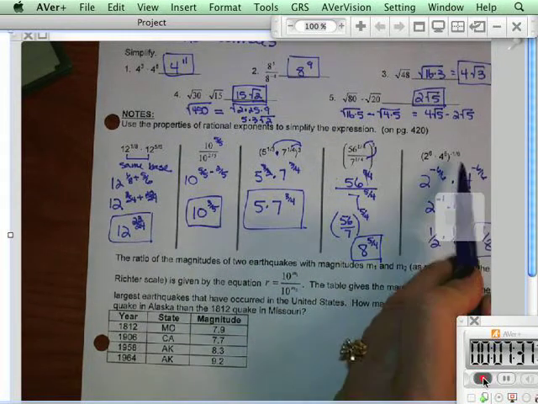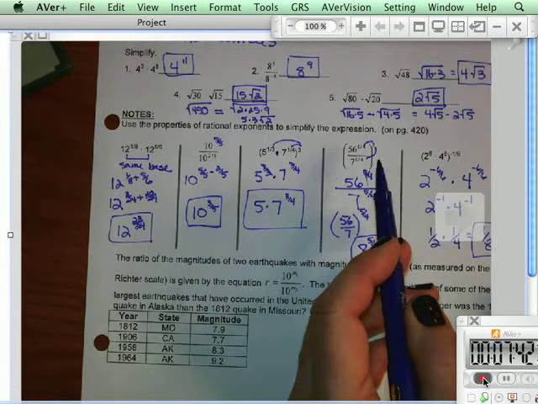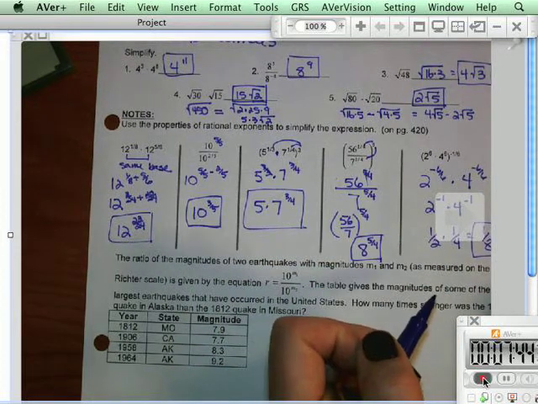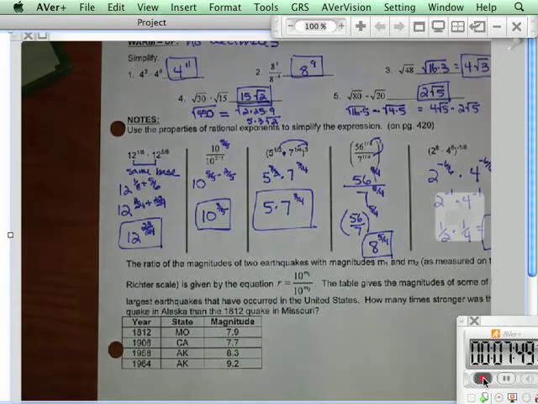I distributed negative 1/6 times 6. You got it? Okay. So there we go. There's that. Not so bad, huh?